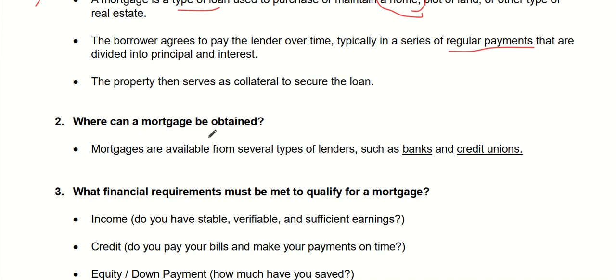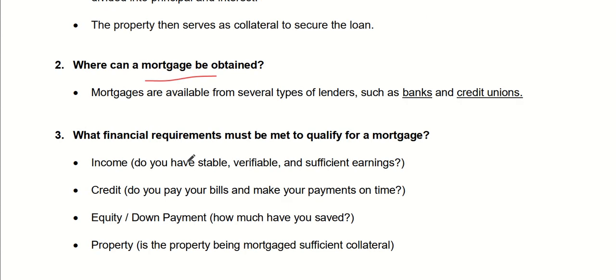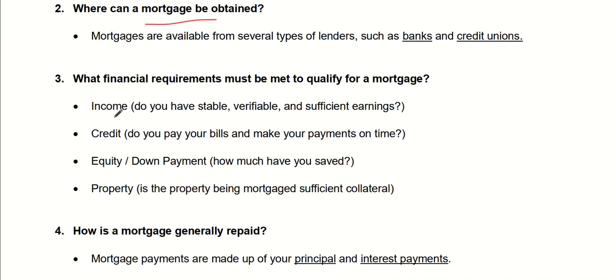Where can a mortgage be obtained? Well, it can be obtained from banks or credit unions. I'm not quite sure what the difference is, but I know that credit unions don't use your money for investing, but you get less interest. And banks use your money to make more money, and they give you more interest. So that's basically the difference between the banks and the credit unions. That's something you don't really need to know, but that's where you can get your mortgage.